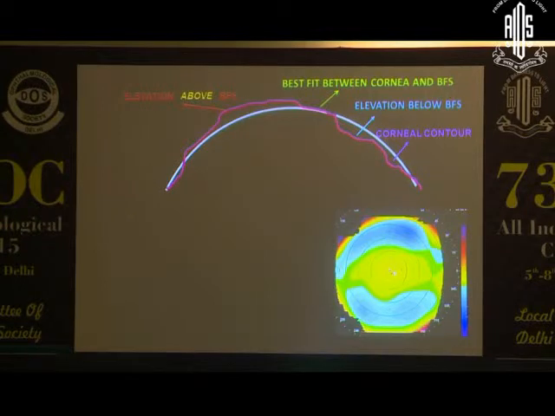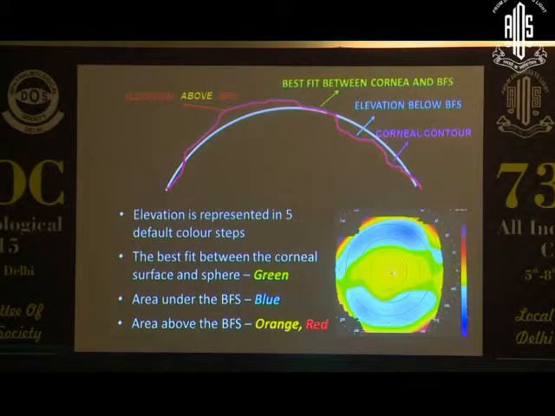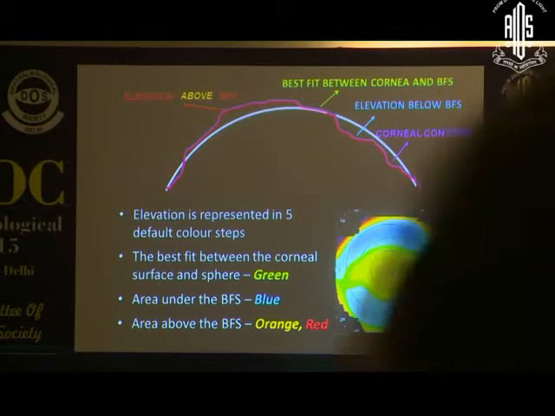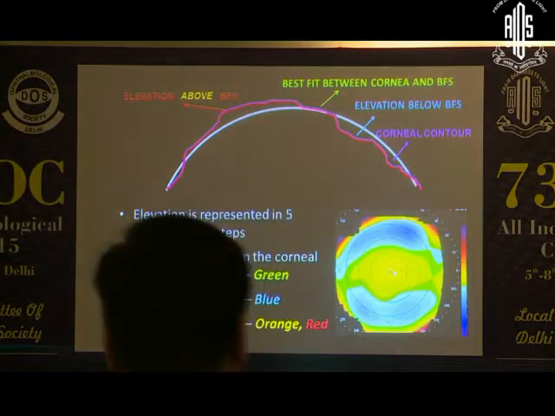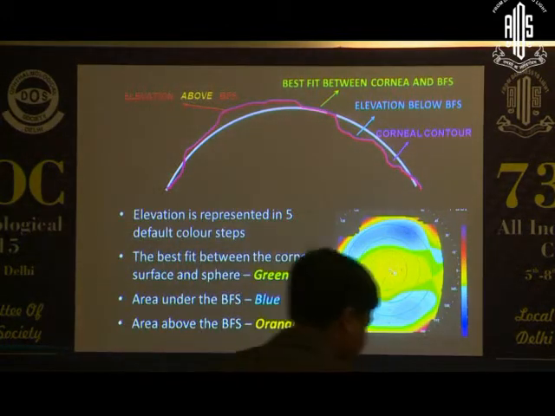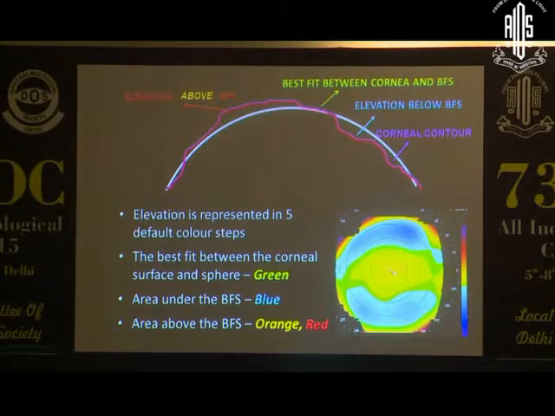You can see the elevation is represented in various color codes. The points which are above the best fit sphere, represented here as a white line, are shown in various grades of elevation like orange or red. The points below the BFS white line are represented in blue, and that is how depression is seen. Points along with the best fit sphere are represented in green, and this is how the green, yellow or red colors come.